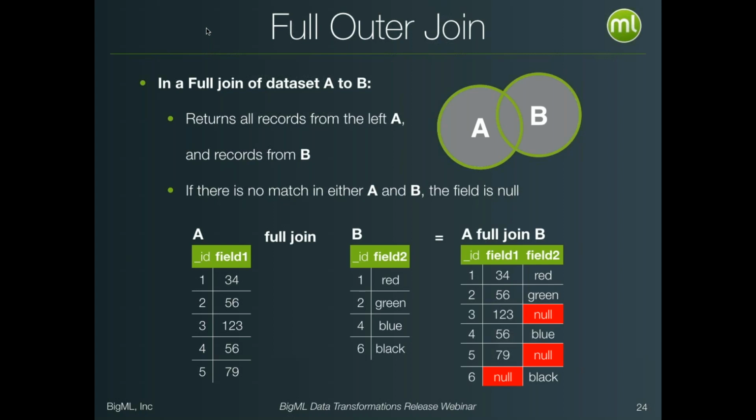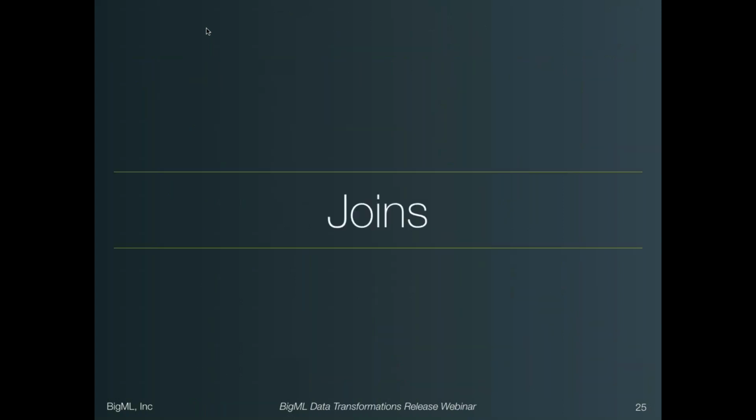Okay, so all the IDs, we have 1, 2, 3, 4, 5, and 6. So we get in the output all 6 IDs. And you can see wherever there's a match, we get 2 values, and wherever there isn't, we just end up with some nulls. So in the B column, we have no 3 or 5. And so in the output in field 2, for 3 and 5, we get nulls. And in field 1, we get a null for 6 because the A table has no ID 6. So this is sort of the more optimistic join, if you will. Join everything and put in nulls where you need to.